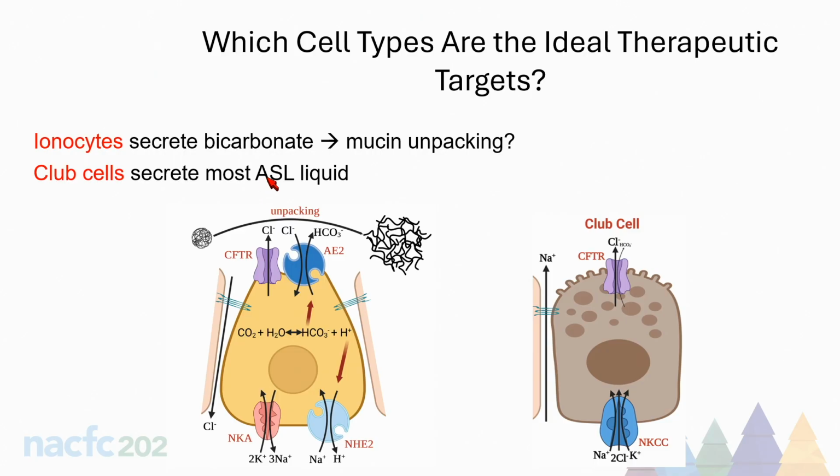Barring the conclusion from Dr. Engelhardt that we can target other cells, a strategy that only targets ionocytes will produce a dehydrated fluid, and if you only target club cells, you will have a viscous fluid.